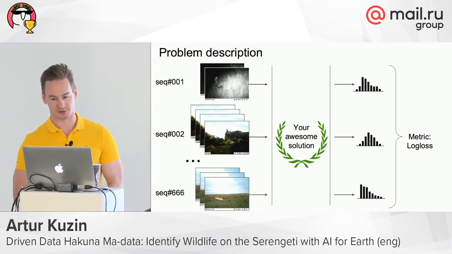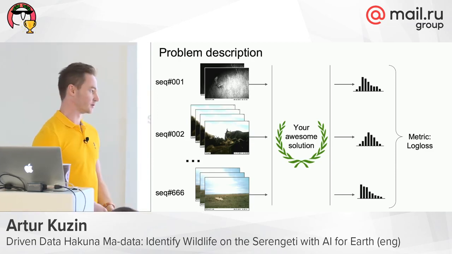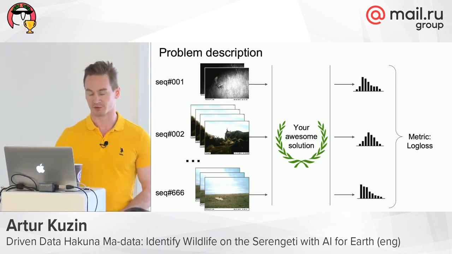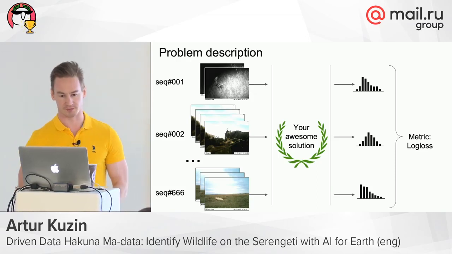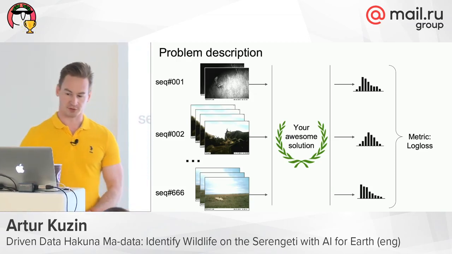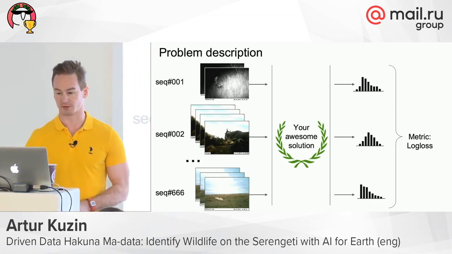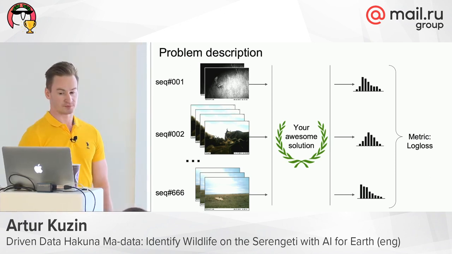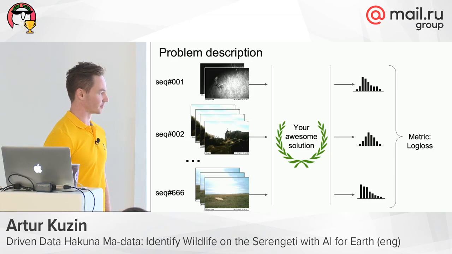Participants are asked to develop a solution that performs classification and outputs the probability of every class that appears in the image. There were about 70 classes of animals, and one of the classes was empty. There was a huge class imbalance, and the empty class was the largest one. The metric was log loss. As you can see, it's very straightforward, not a tricky competition.